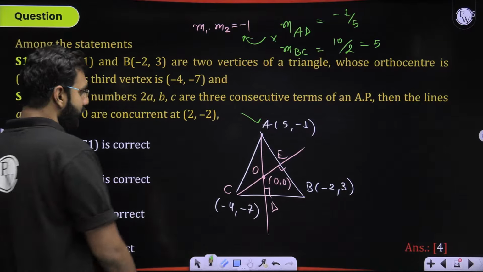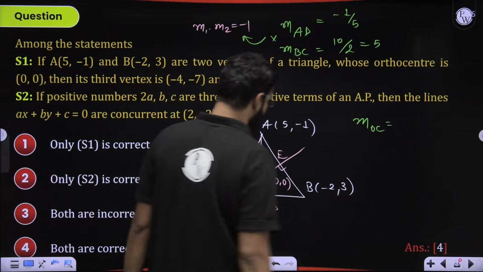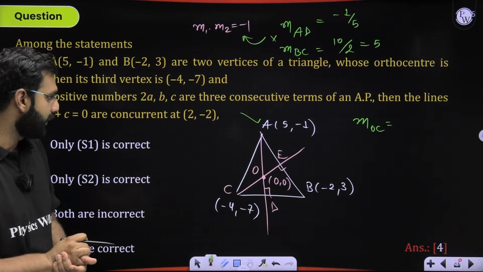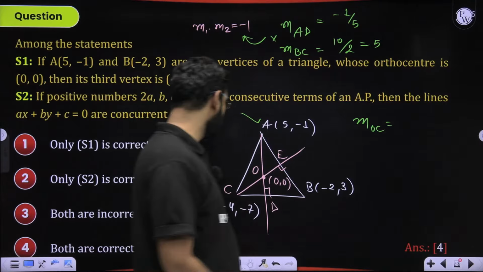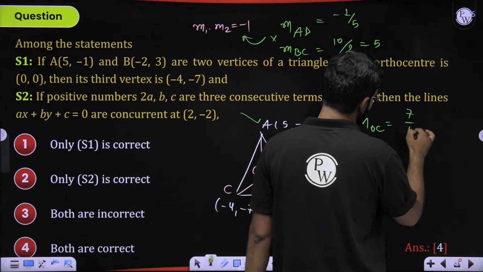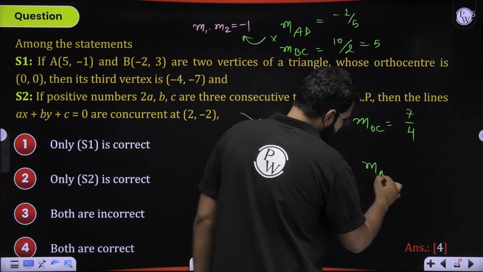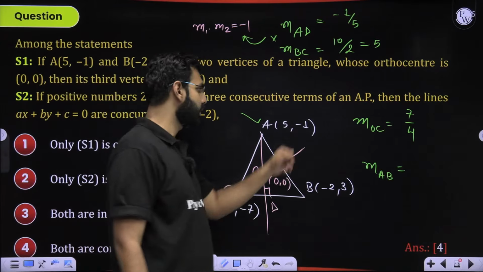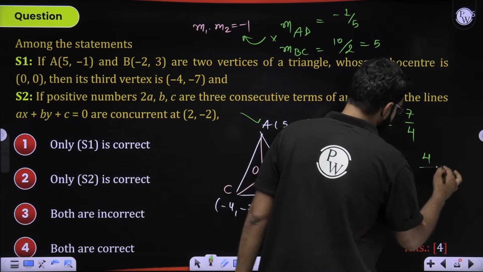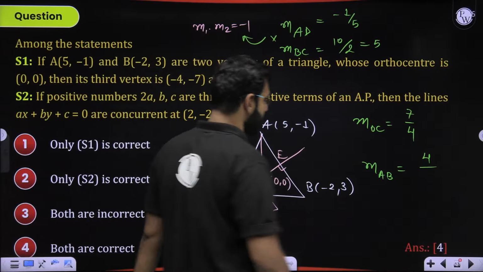Now let me find the slope of OC. Slope of OC will be given by, again 0, 0 is there, so y2 upon x2. So minus 7 upon minus 4, that is 7 upon 4. Now let me find the slope of AB. It will be given by y2 minus y1, so 3 minus minus 1, that is how much? 4. 4 by minus 2 minus 5, that is minus 7.